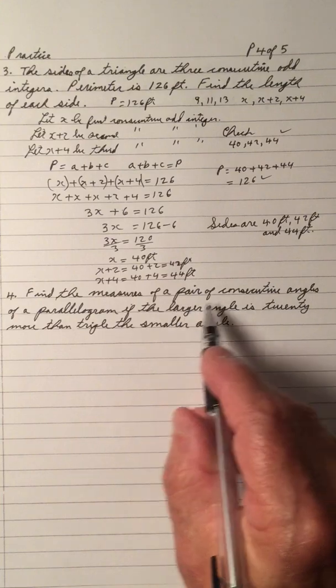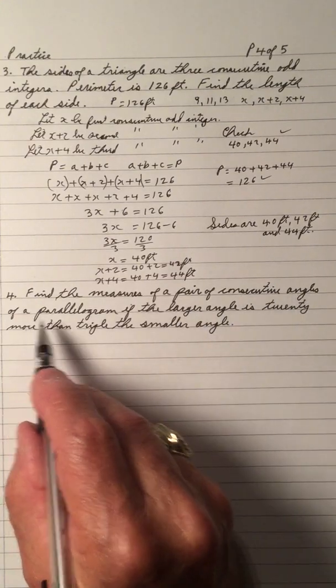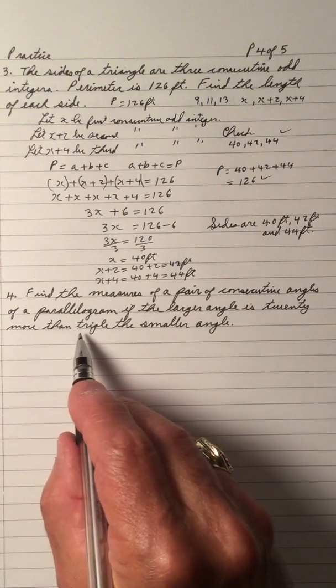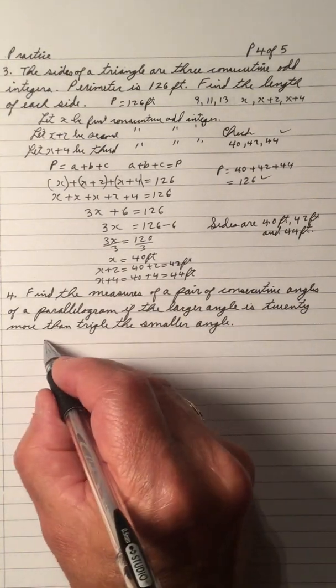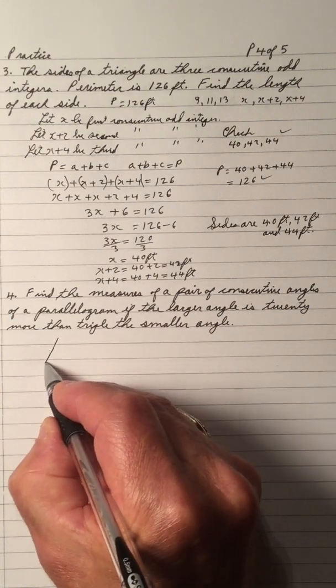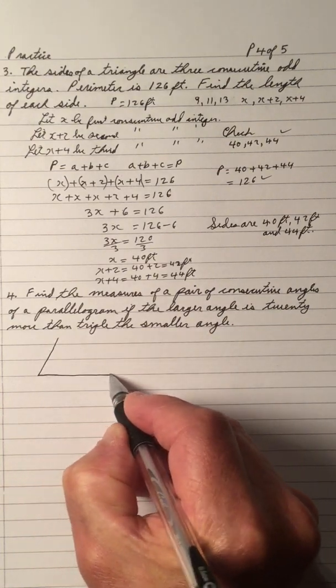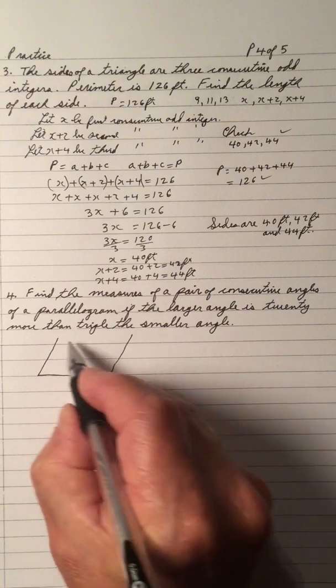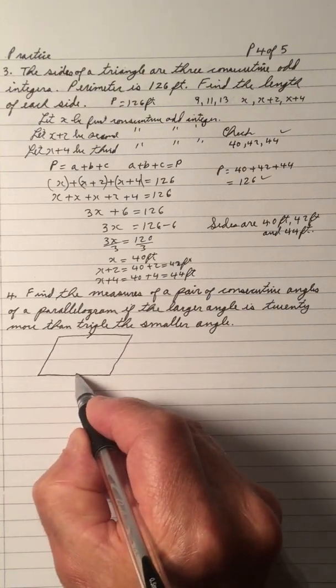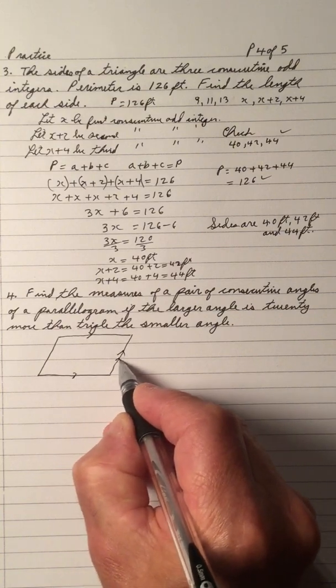Find the measure of a pair of consecutive angles of a parallelogram, if the largest angle is 20 more than 3 times the smaller. Well, let's check. We have consecutive angles of a parallelogram. This is a parallelogram, and opposite sides are parallel.